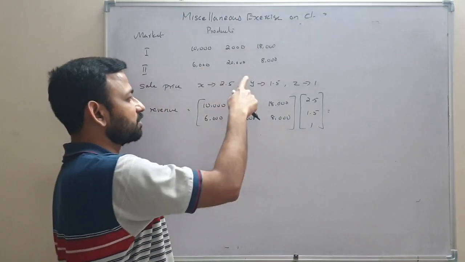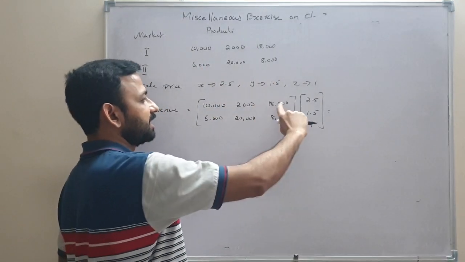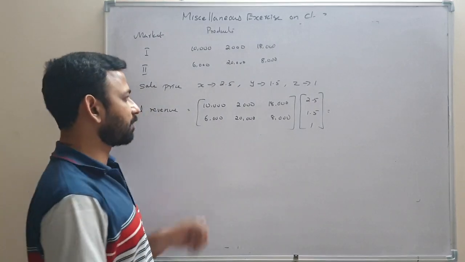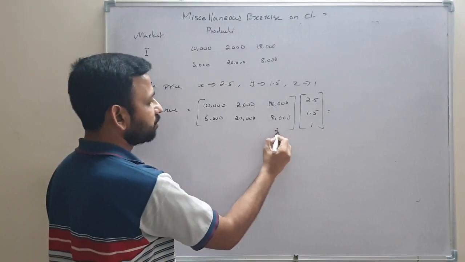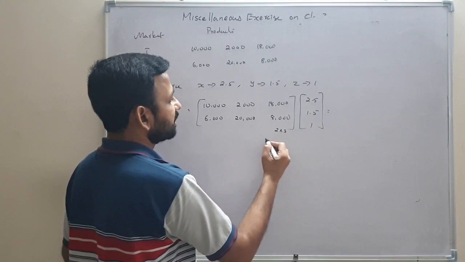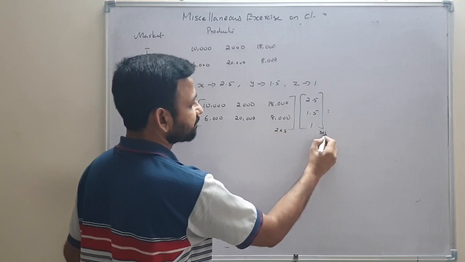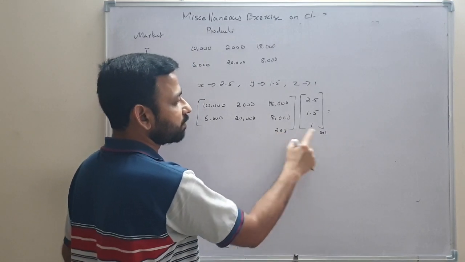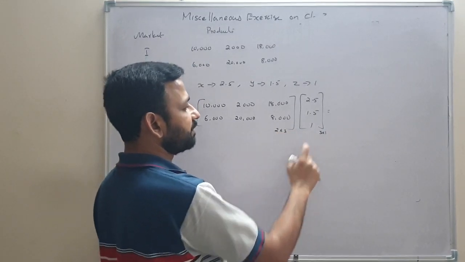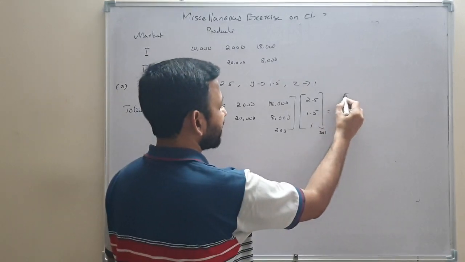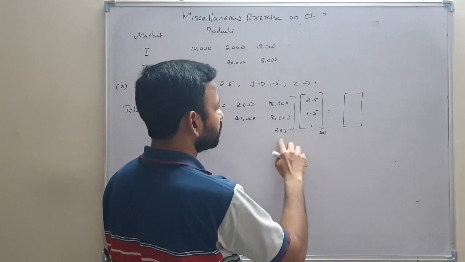The number of columns of the first matrix is 3 and the number of rows of the second is 3, so multiplication is possible. The first is a 2 by 3 matrix and the second is a 3 by 1 matrix, so the product will be a 2 by 1 matrix, that means 2 rows and 1 column.